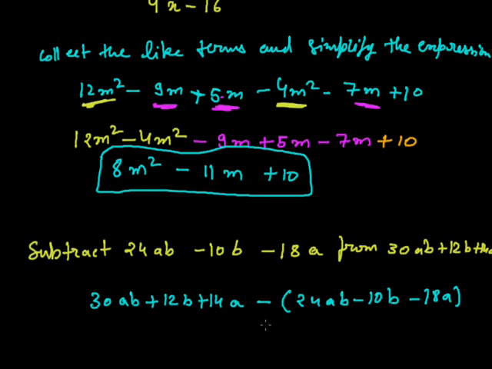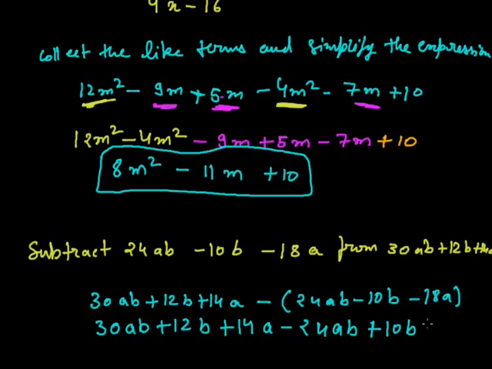Now again here we have to keep in mind that when we are going to open this bracket, we have to change the sign of each term, since it is having a minus sign outside the bracket. So we will write it as 30ab plus 12b plus 14a minus 24ab. Now the sign of 10b will change and it will become plus 10b plus 18a.